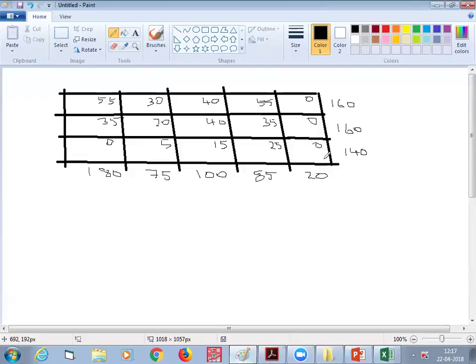So when we're trying to allocate now, we'll try to allocate, of course, in low cost cells first. Let's try to allocate here first. These will wait for the end. How much can we allocate in this cell? 140 is available, 180 required. So we'll allocate 140 here.